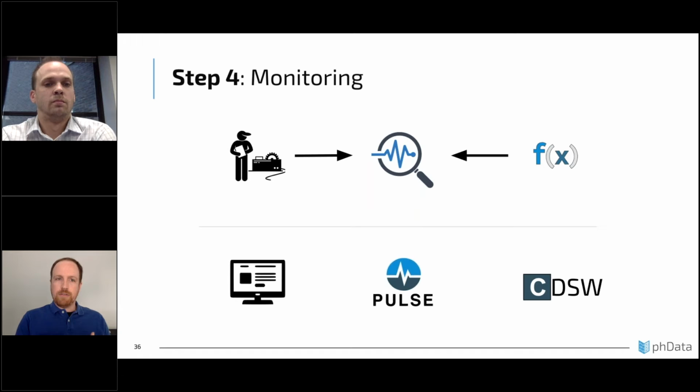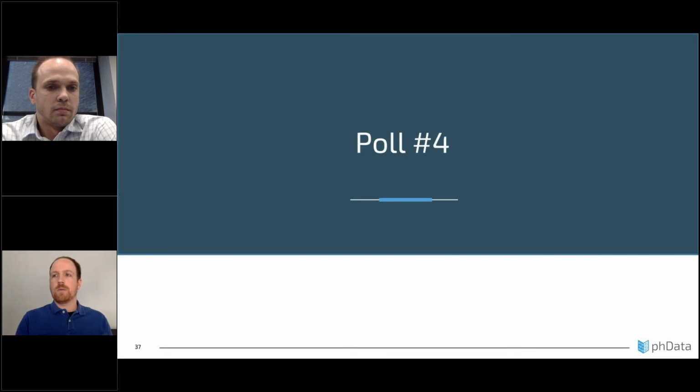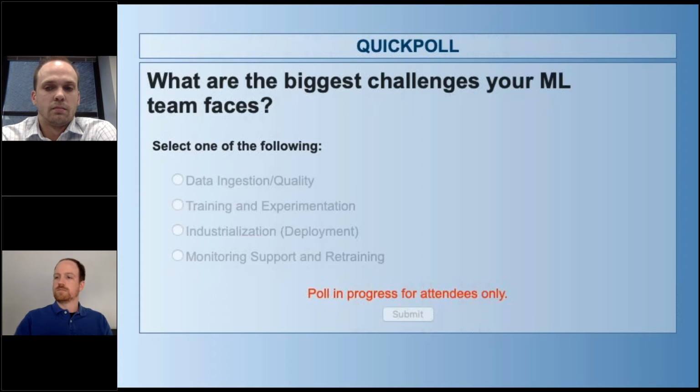So now that we've laid out the 4 steps, we're going to have our last poll here, where we're basically going to be asking about what kind of challenges you are seeing with your machine learning deployments. We'll give it a couple more seconds, just since it's a little bit more to read than the others.